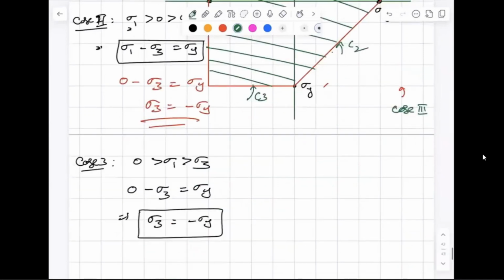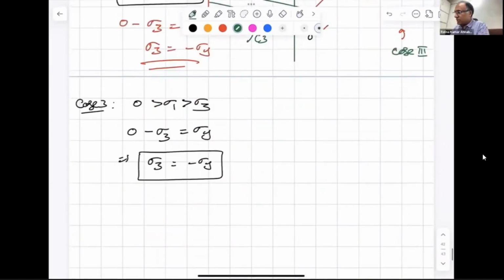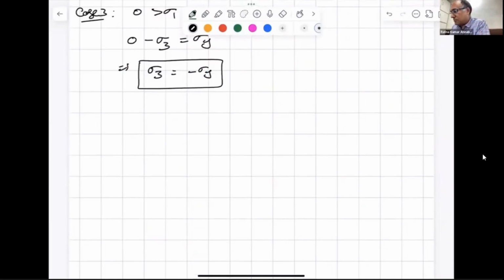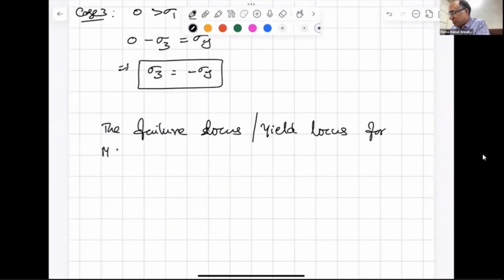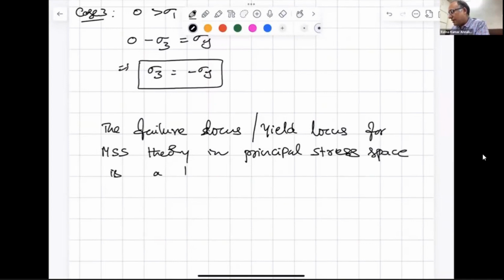Okay. So the failure locus, or yield locus. Failure here is nothing but yield locus for maximum shear stress theory in principal stress space is a hexagon.